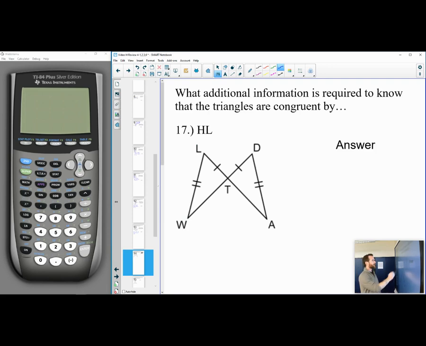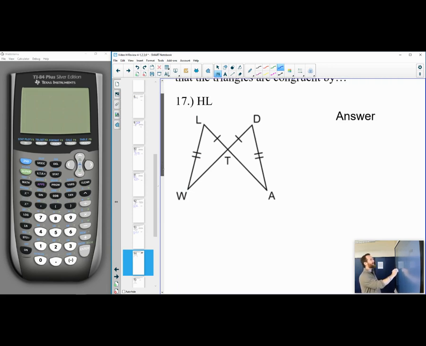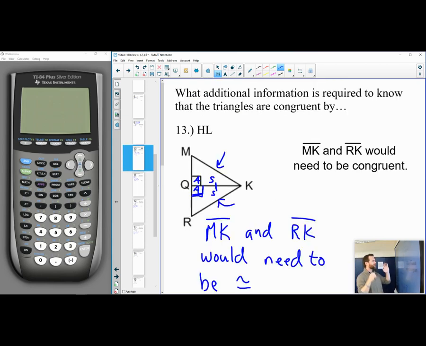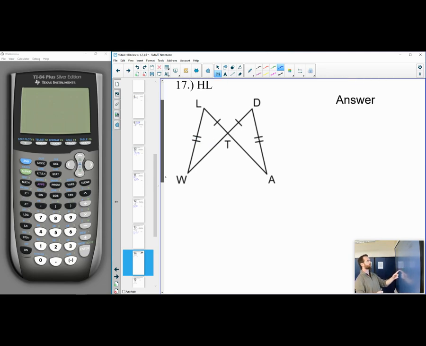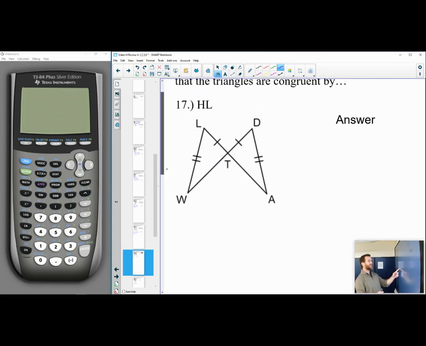Still the same directions. I'm getting kind of tired of these directions. All right. This time we're looking for HL. Oh, and this one is actually one of the trickier ones on this review. So let's take our time and make sure I'm going through this carefully and showing my thought process and not screwing this up.